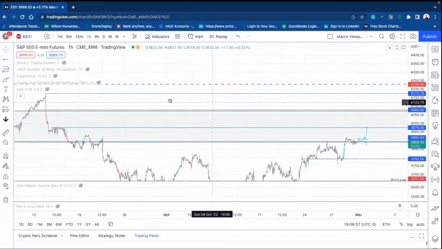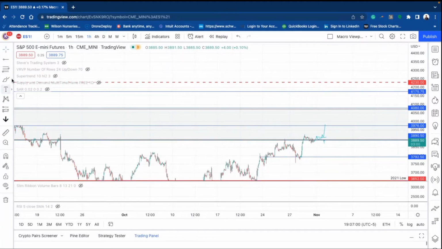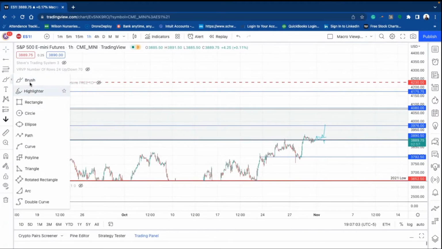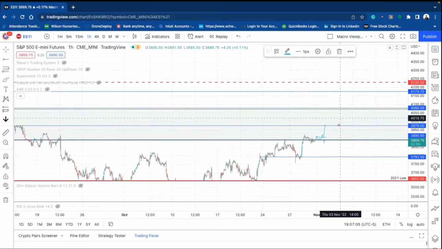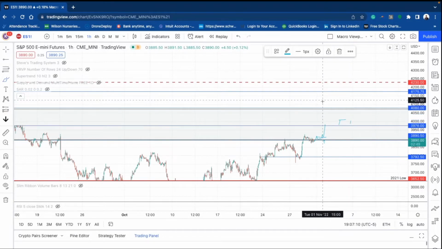So I think that these are respectable targets if you are amongst the crowd that believes that this is a bear market rally, just like myself and our team at CNM. 3980, that area is going to be our target one. 4080 is going to be our target two, and then 4175 is going to be our third target.